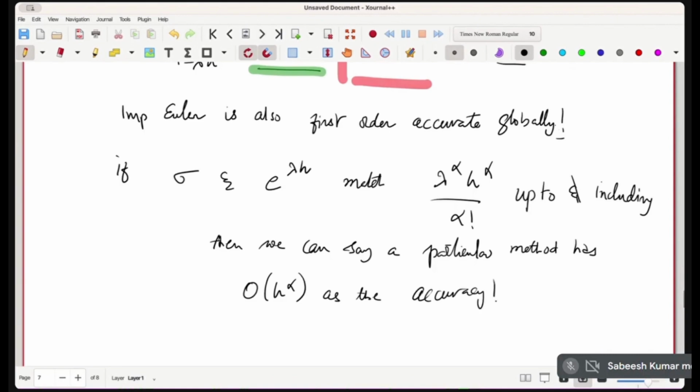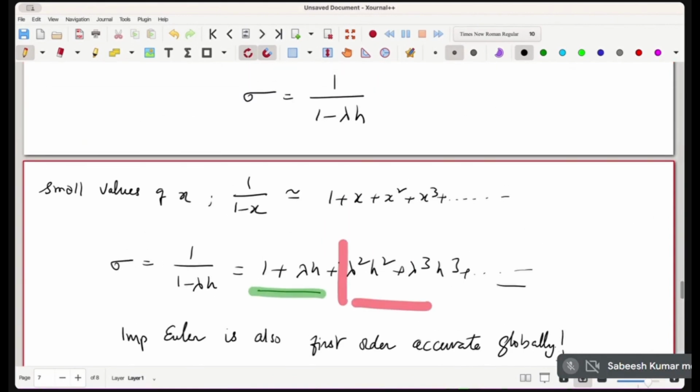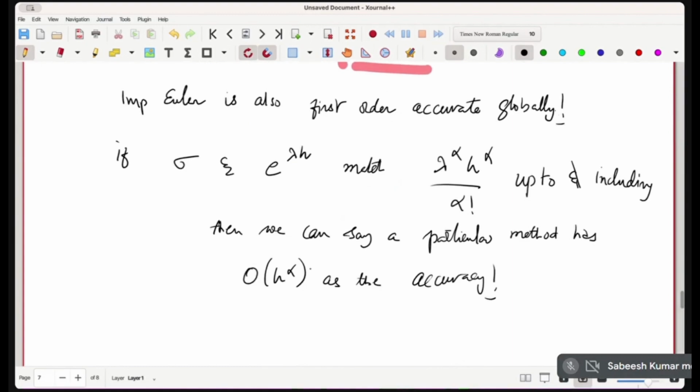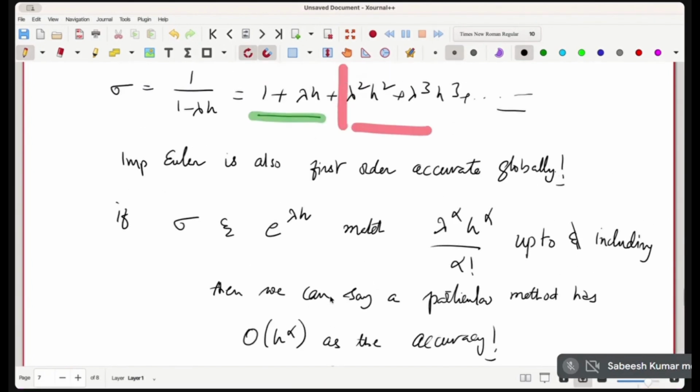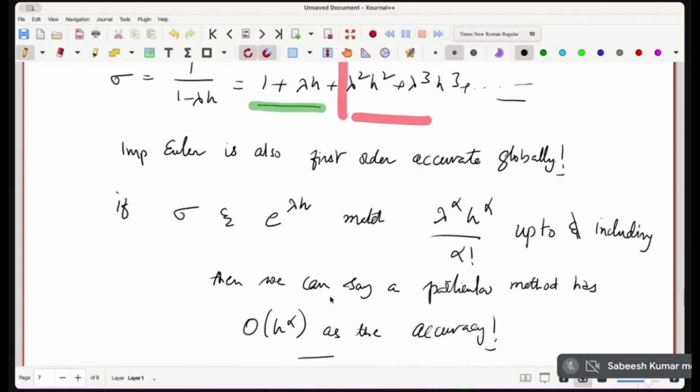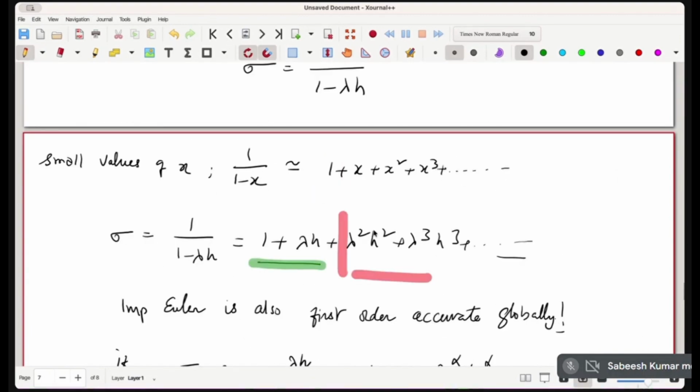accuracy. Okay, so instead of saying that it is only matching up to lambda h, if it is matching up to lambda h, it has an order of accuracy of h. If it is matching up to h square lambda square by 2 factorial, then we say that it is globally second order accurate. Otherwise, it is globally first order accurate. Okay, so that is what we can say.